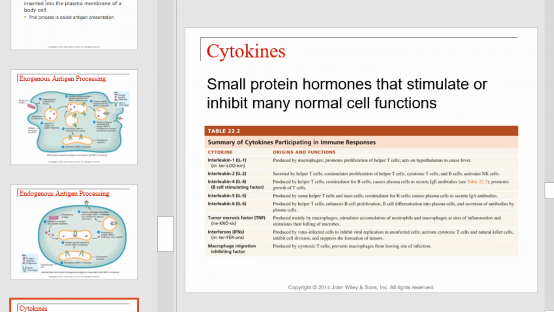Cytokines. Cytokines are small protein hormones that stimulate or inhibit many normal cell functions. The table seen below provides a summary of cytokines, their origins, and their functions in our immune response.